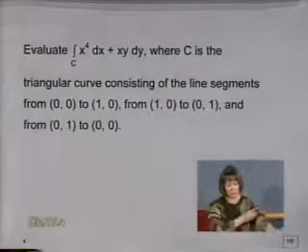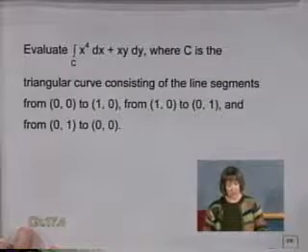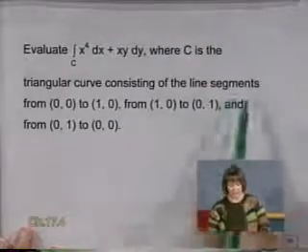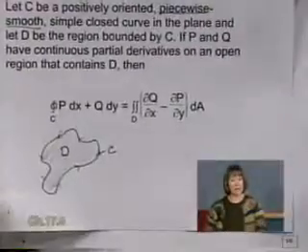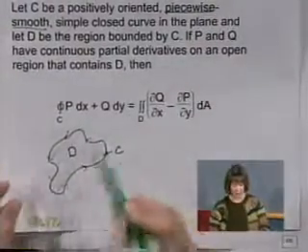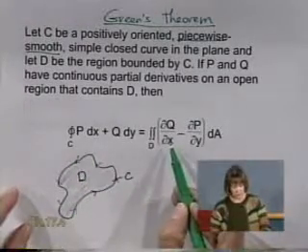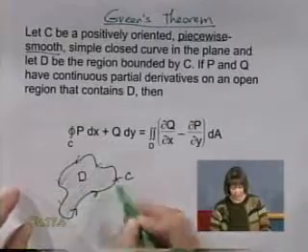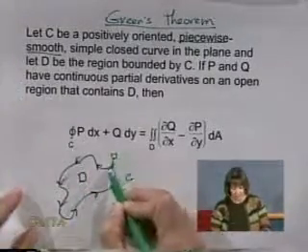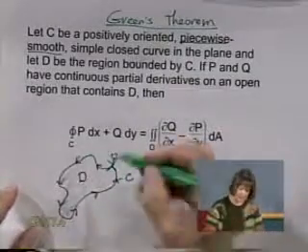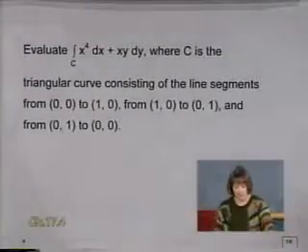Evaluate the integral of x to the fourth dx plus xy dy, where C is the triangular curve consisting of the line segments from... now notice they're giving me orientation, because remember, when I apply Green's theorem, this integral along this curve is equal to the integral over this region if I'm going in a counterclockwise direction. Or if I have my little guy walking along the edge, as he walks in that direction, his left arm is always pointing into the region, which we will be using a little bit later today.